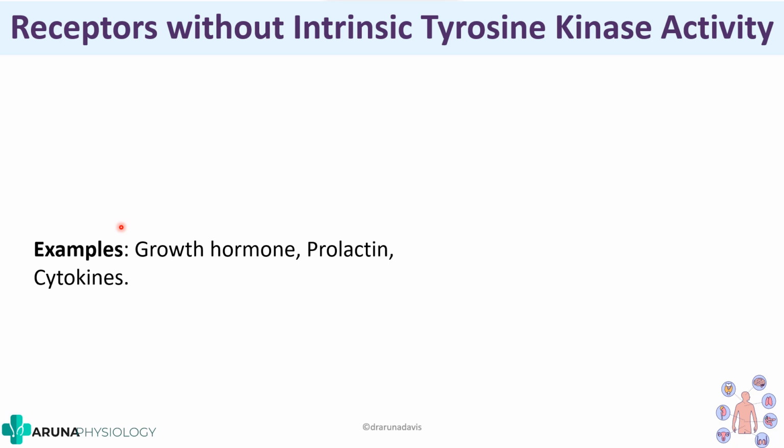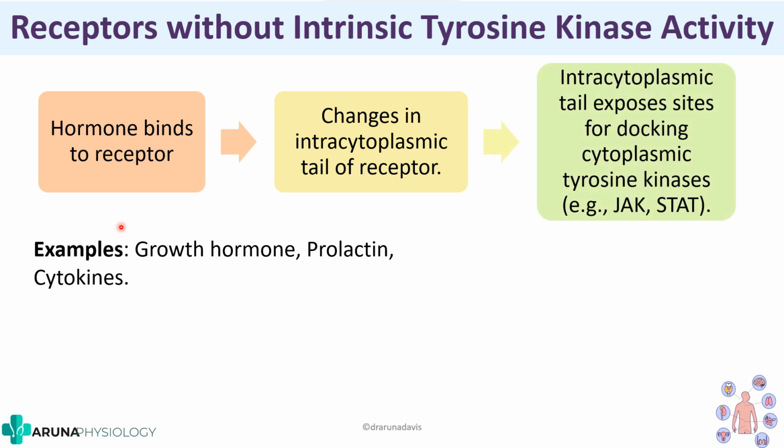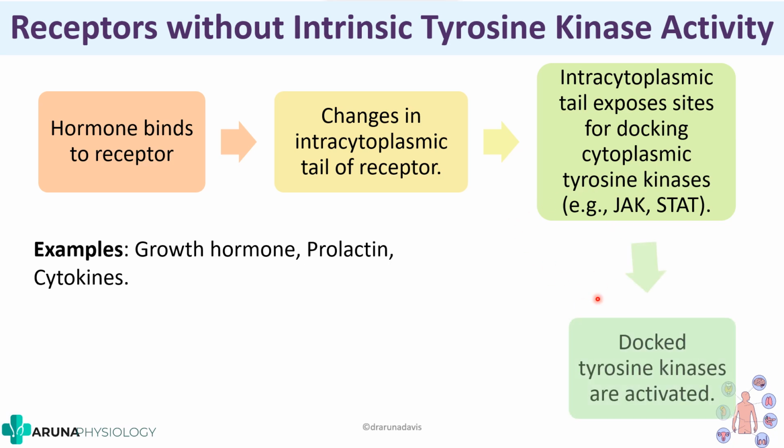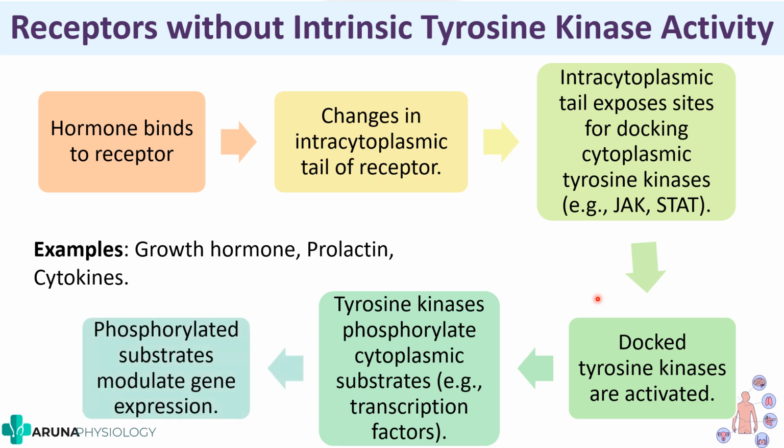So now we'll just see this in a flowchart manner. Hormone binds to the receptor, so there is changes in the intracytoplasmic tail of the receptor, which exposes sites for docking of cytoplasmic tyrosine kinases like Janus kinase, and thus the docked tyrosine kinases are activated. They will phosphorylate the other cytoplasmic substrates like the STAT proteins, which in turn will cause phosphorylation of substrates and modulation of gene expression, thereby causing physiological effects.